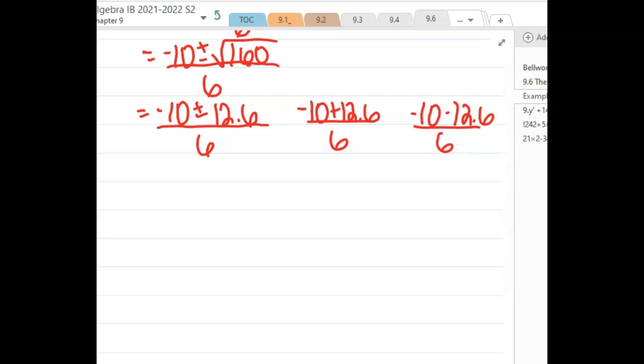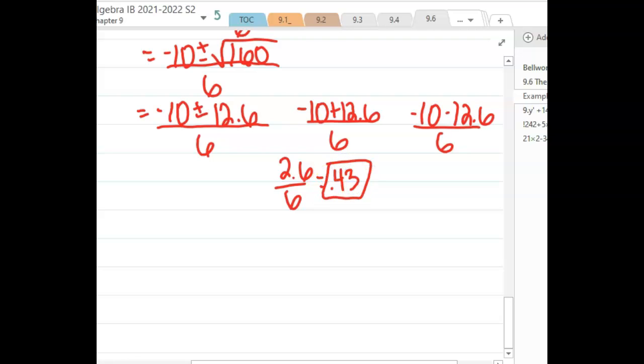Negative 10 plus 12.6 is 2.6. And then still divide that by 6. You get about 0.43. Negative 10 minus 12.6 is negative 22.6. Divide that by 6, you get negative 3.77.